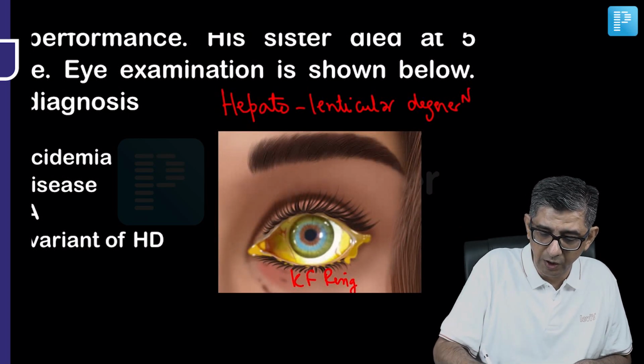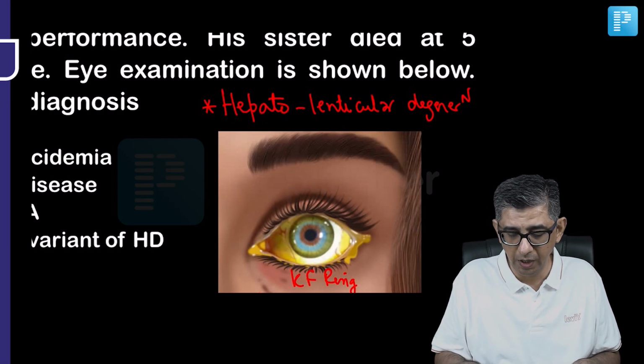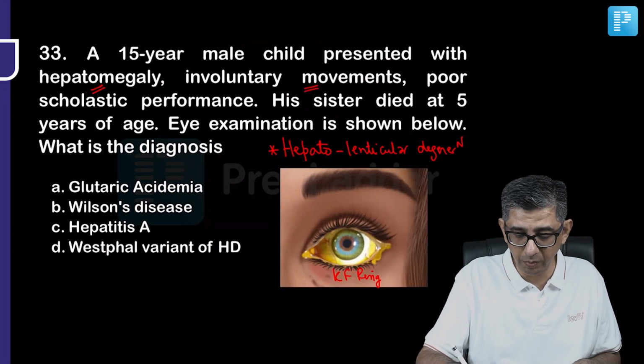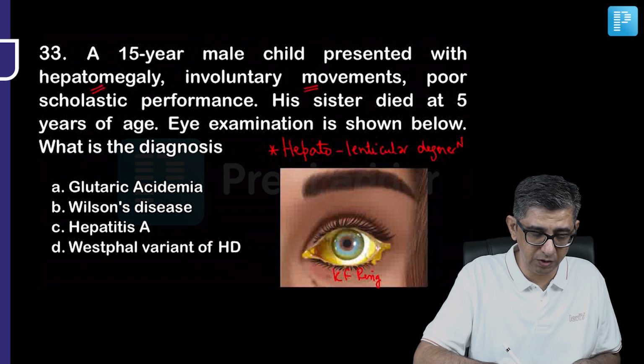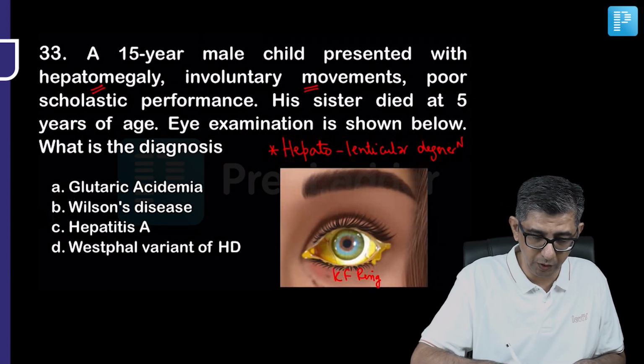But my point is, if you have liver involvement, a basal ganglia involvement, and a KF ring present, then the combination of these would help. The KF ring obviously predominantly would help you in identifying that this is Wilson disease per se. The correct answer for 33 is option B.